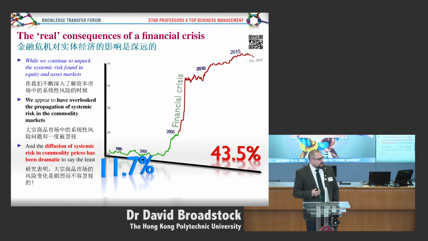We've been trying deeply to unpack the risk that's been occurring in the equity markets. This has been our primary interest. And yet at the same time, we see that before the financial crisis, the level of total network connectivity in commodity prices was down at 11% on average. And then afterwards, it went up to more than 43%. And it stayed there. It's not reversing.